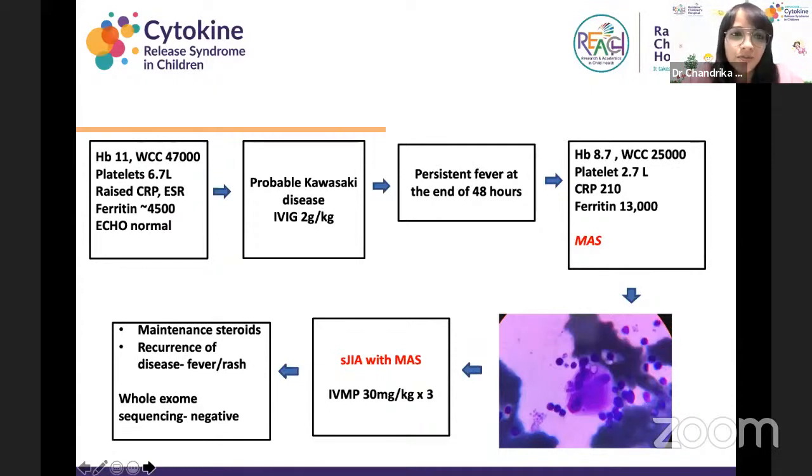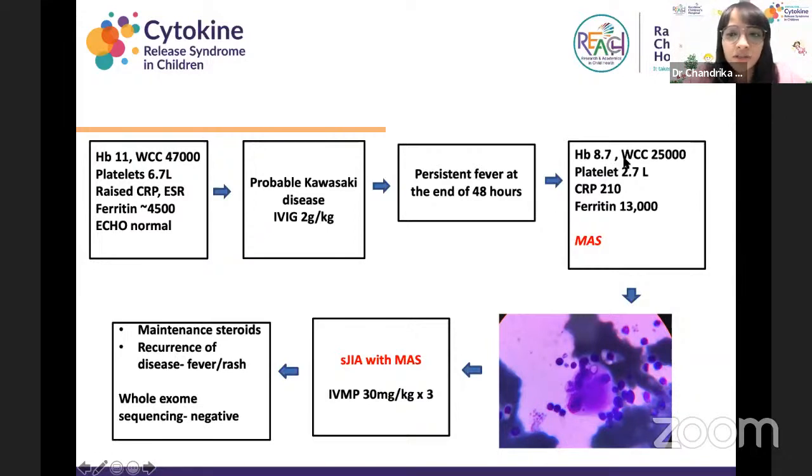But looking at this episode, we initially considered a possible differential of Kawasaki disease, considering her age group, fever, rash, and we gave her IVIG at 2 grams per kg, the standard dose for Kawasaki disease. But despite this, she continued to have fever at the end of 48 hours, and this was unremitting fever. And when we repeated her labs, what we saw was all her cell lines had dropped, and this is what I was talking about earlier.